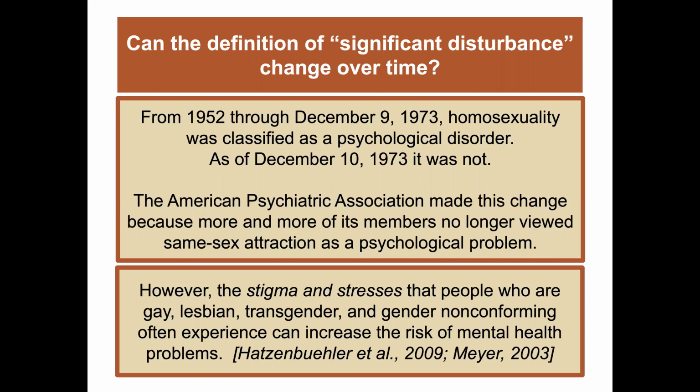So can the definition of significant disturbance change over time? For sure. From 1952 through 1973, homosexuality was classified as a psychological disorder. As of December 10th, 1973, it was no longer classified. The American Psychiatric Association, often in this class we talk about the APA as the American Psychological Association, but there's also the American Psychiatric Association who creates the DSM, which we're going to talk about. They made this change because more and more of its members no longer viewed same-sex attraction as a psychological problem. However, the stigma and stresses that people who are gay, lesbian, transgender, and gender nonconforming often experience can, in fact, increase the risk of mental health problems.